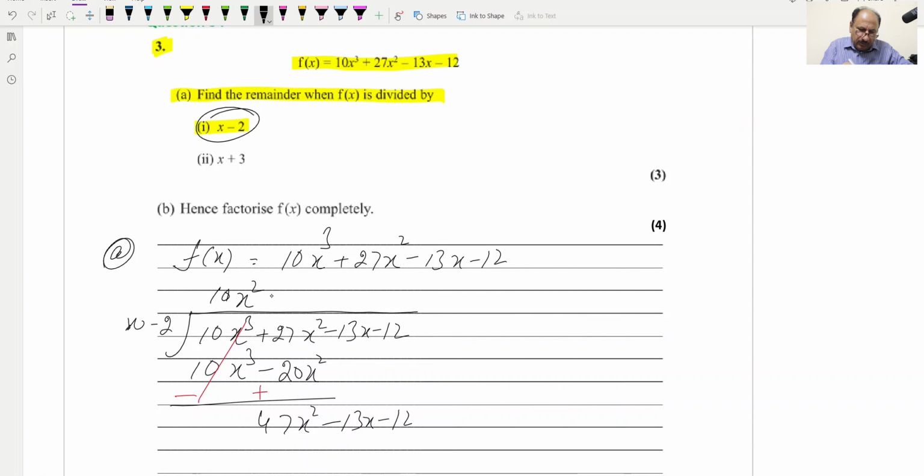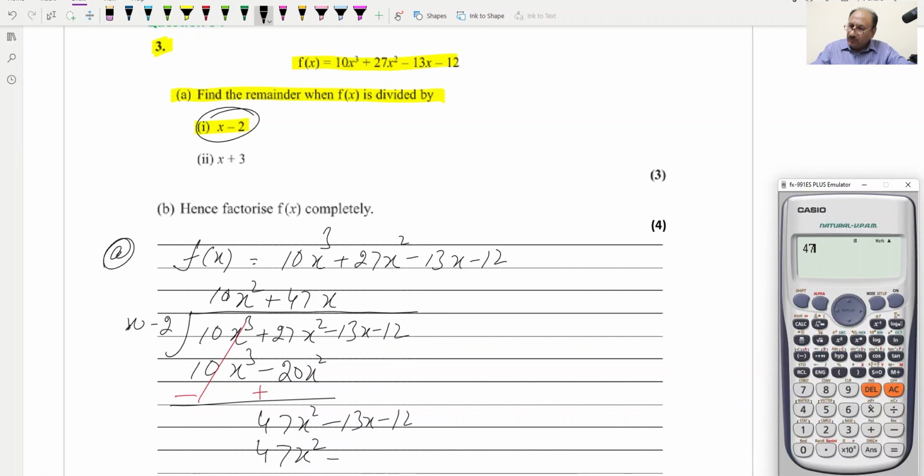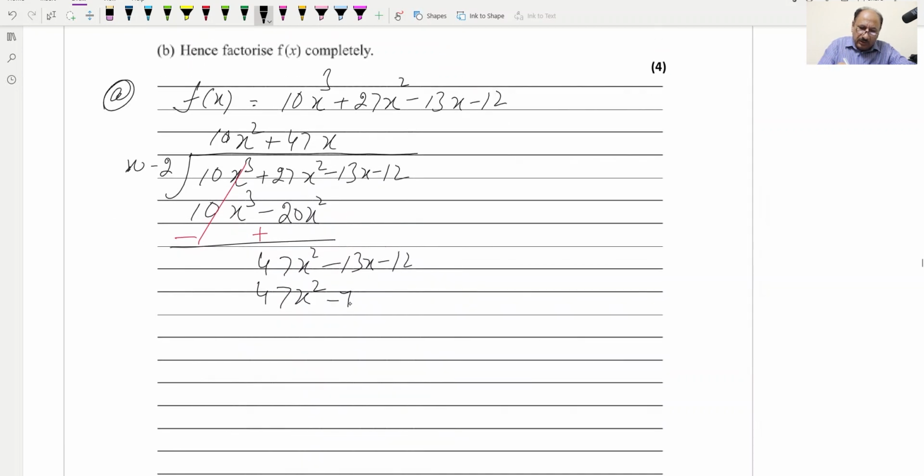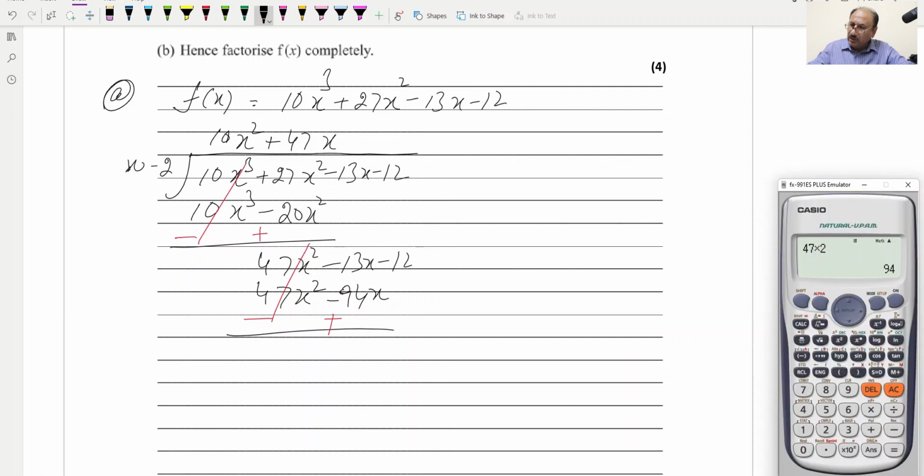Now we can multiply by plus 47x, so 47x into x will be x squared, and minus this will be 47 multiplied by 2 will be 94, so we can write here 94x, and now we can subtract, change sign, and this will be cancelled, and we will get 94 minus 13. So 94 minus 13 will be equal to 81.